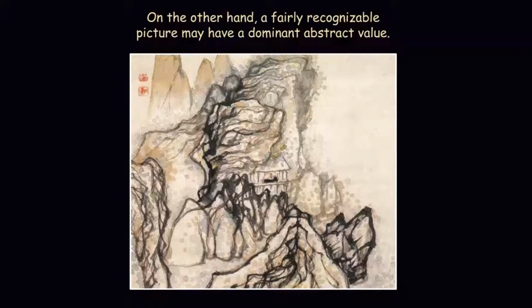Then on the other hand, a fairly recognizable picture may have a dominant abstract value, like this Chinese landscape. When you look at this painting very carefully, of course, you can find all the natural shapes, forms, rocks, hills, even the presence of a very simple hut or an architectural framework, and so forth. But when you look at the painting overall from a distance, what you are drawn to is not those details of objects and nature and space, but the overall quality of abstraction.